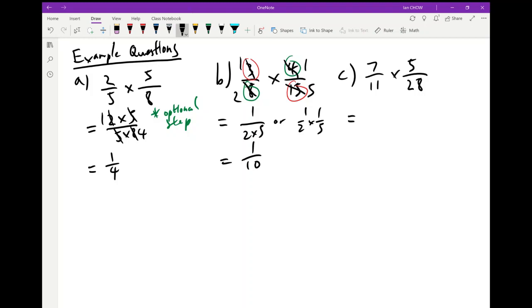Then, for C, you can see 7 and 28 both have common factors of 7. They can both be divided by 7. So if we divide the top number by 7, that's 1. If we divide 28 by 7, that's 4. And then we have here 1 over 11 times 5 over 4. There's no more simplifying that we can do. So top times top, that's going to be 5. Bottom times bottom, that's 44. So that's how we do multiplying fractions.